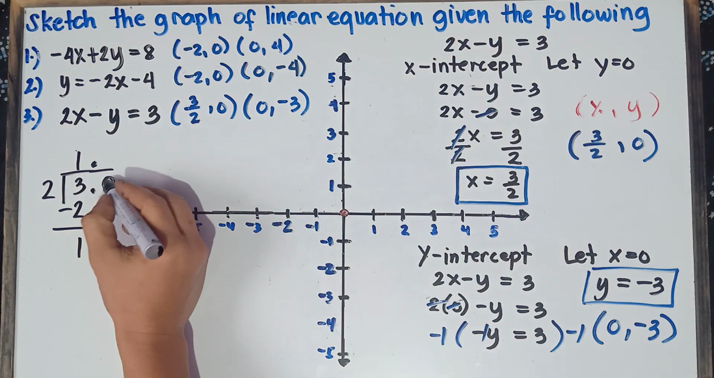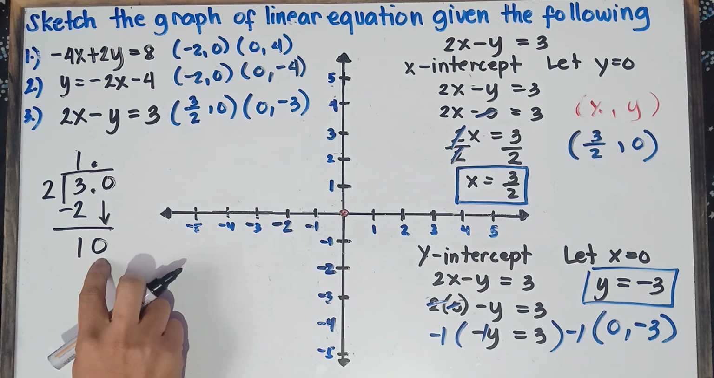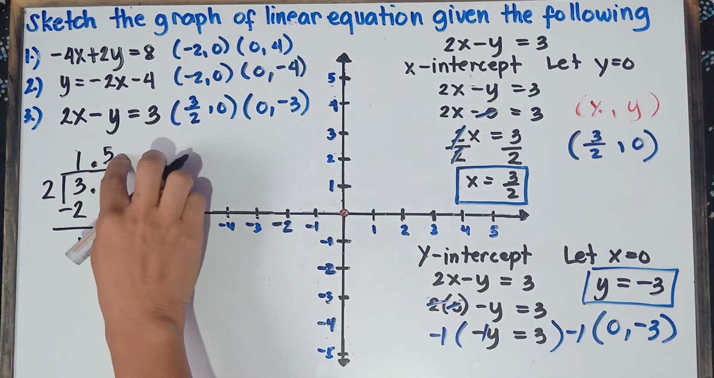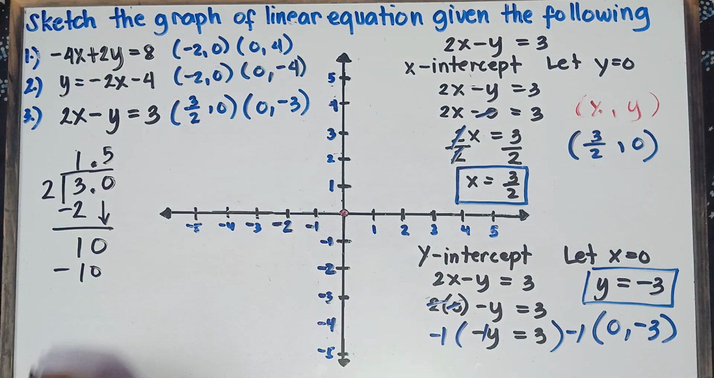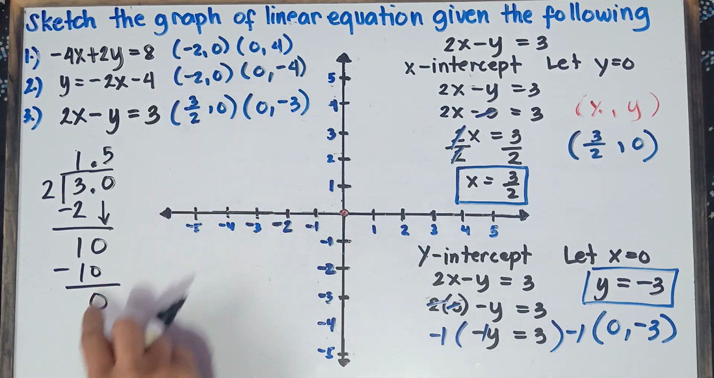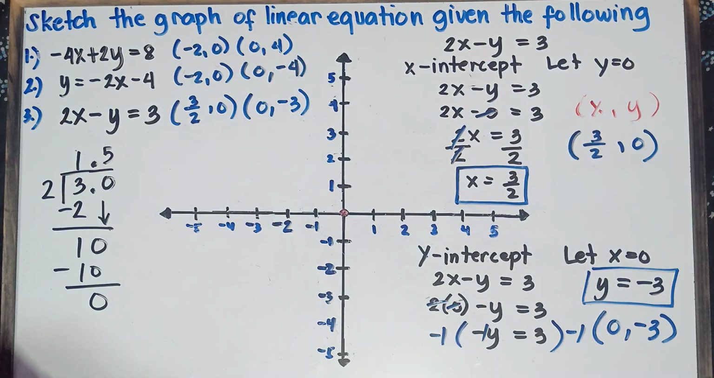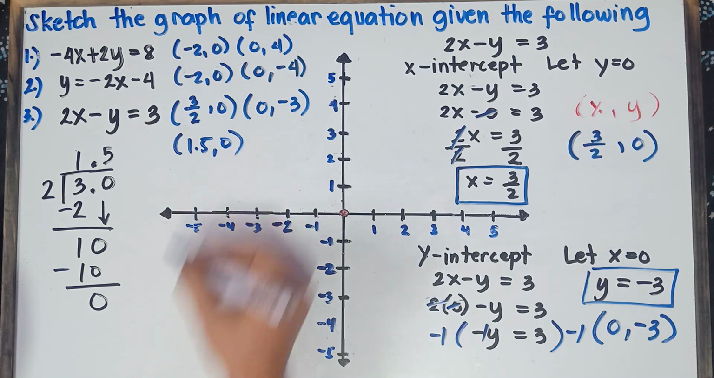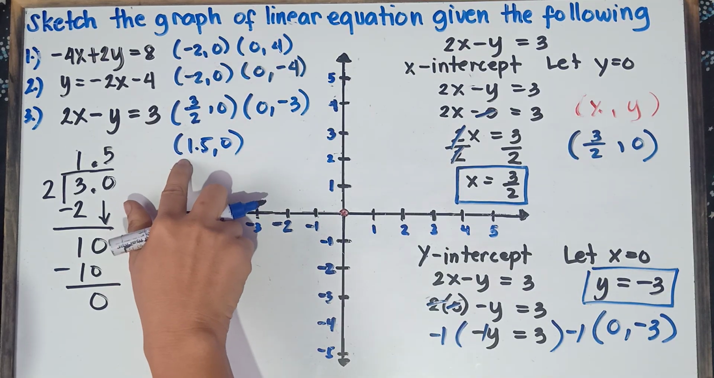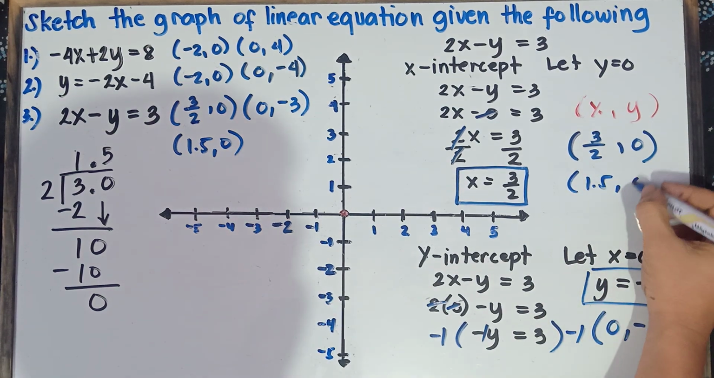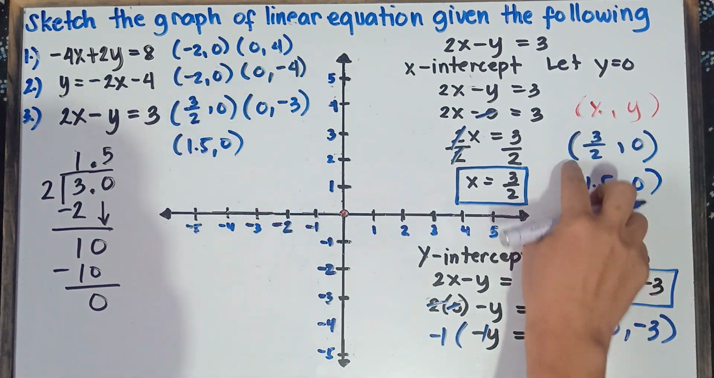10 divided by 2, that would be 5. 5 times 2 would be 10. Subtract, that would be 0. So therefore, class, 3 divided by 2, the answer is 1.5. So this is the same as 1.5 for x and then y is 0. This is just the same, class.